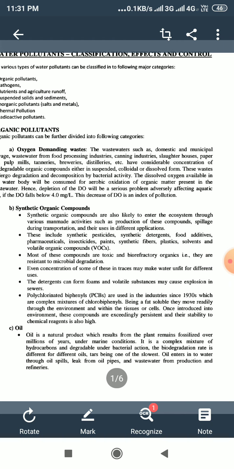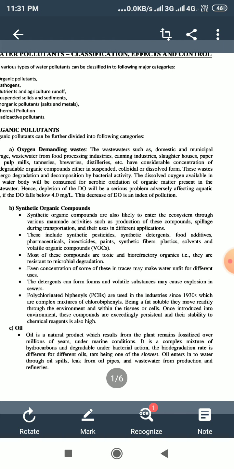Most of the compounds are toxic and biorefractory organics, that is, they are resistant to microbial degradation. Even trace concentrations of some of these may make water unfit for different uses. The detergent can form foams and volatile substances may cause explosion in severe cases.